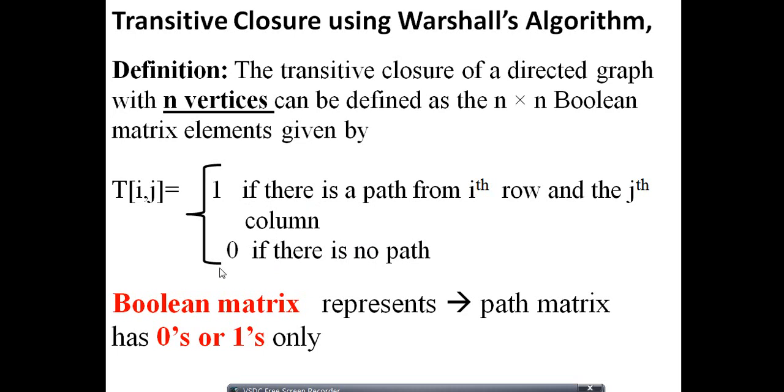Now here I said Boolean matrix. Boolean matrix means what? It represents the path matrix and it has only 0 and 1 values. In a Boolean matrix the values are what? 0 or 1. That's it. There are no other extra values. Only 0 and 1, and we can call it a Boolean matrix. Okay.